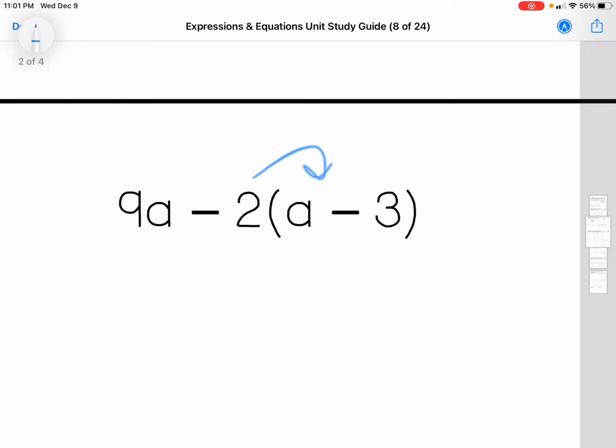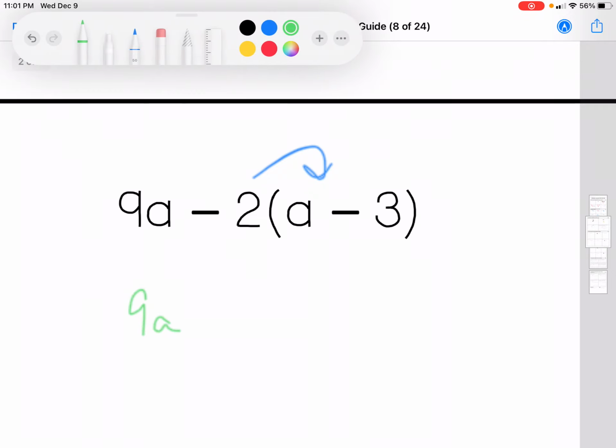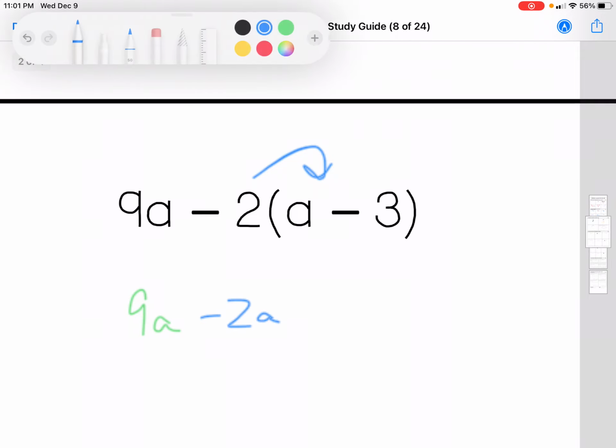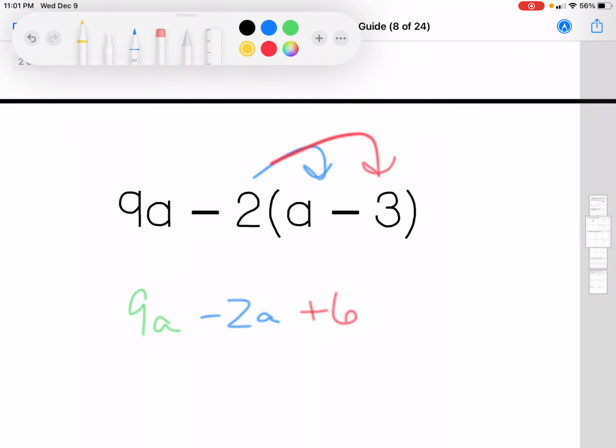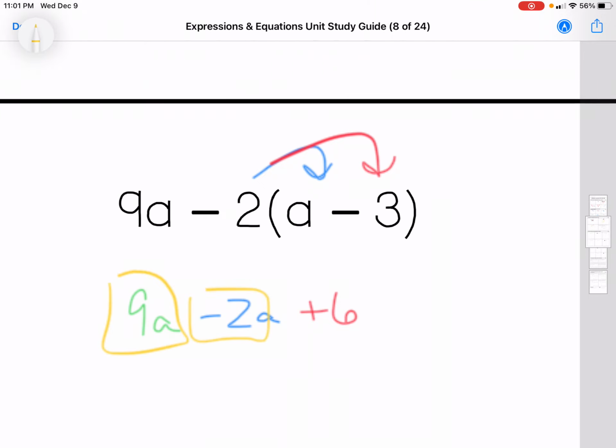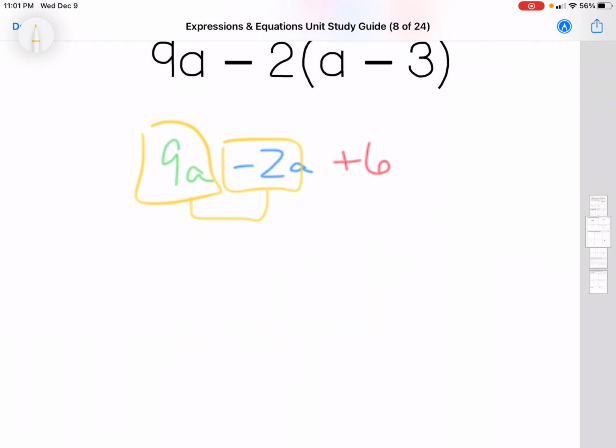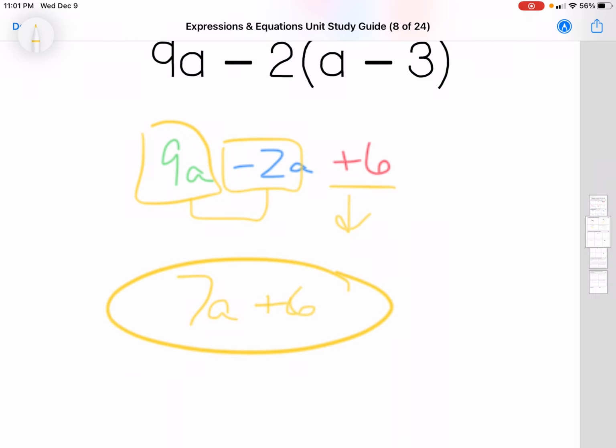So we do property first. Go ahead and bring that 9a down. All right, negative 2 times a is negative 2a. Negative 2 times negative 3 is positive 6. Like terms. 7a. Bring that down. Can't combine those. One has an a, one does not. And that is your answer.